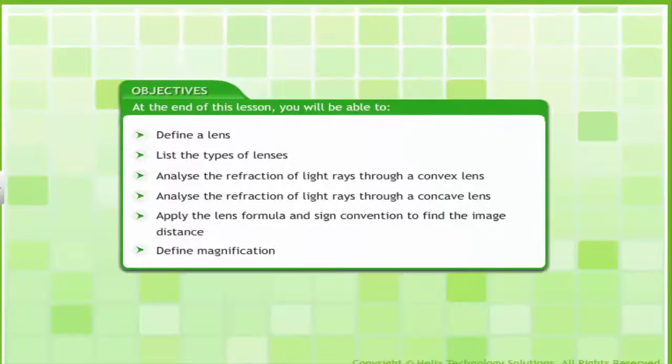At the end of this lesson, you will be able to define a lens, list the types of lenses, analyze the refraction of light rays through a convex lens, analyze the refraction of light rays through a concave lens, apply the lens formula and sign convention to find the image distance, and to find magnification.